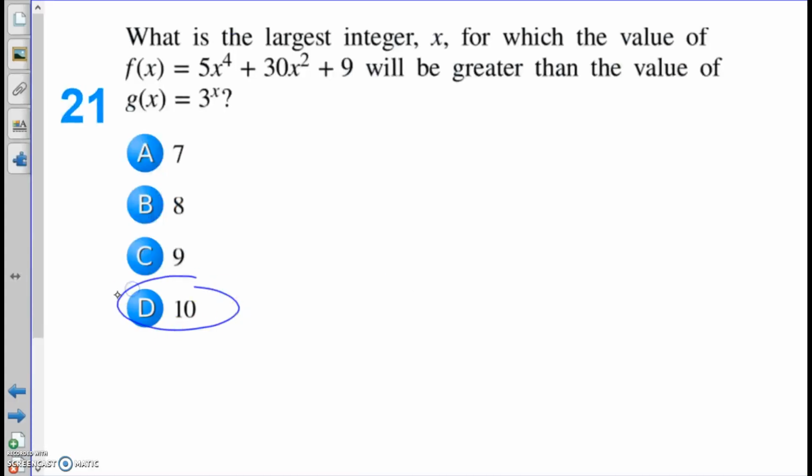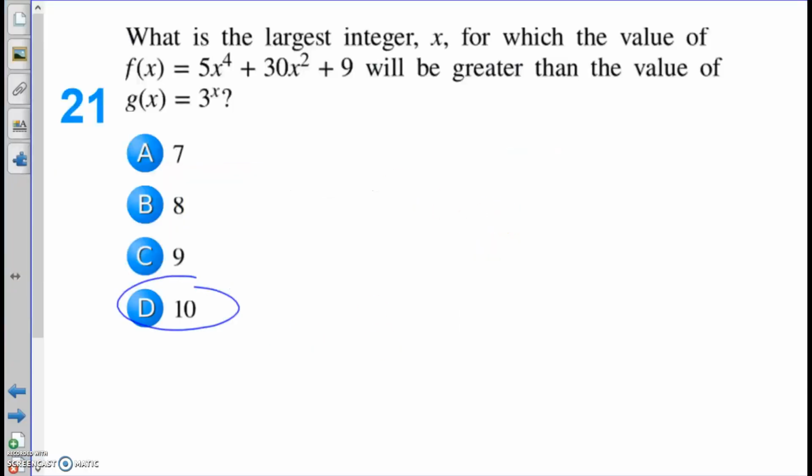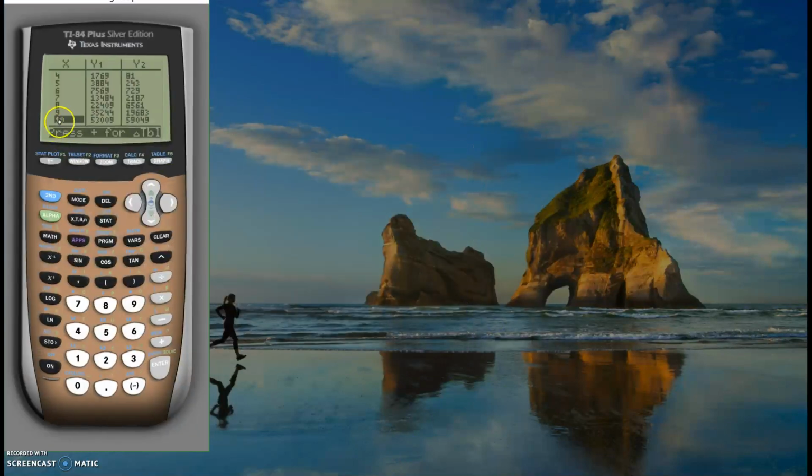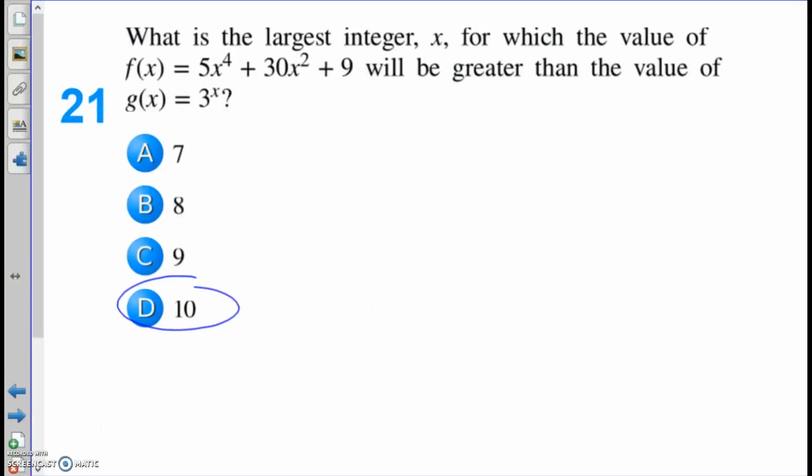Heavy calculator question. I guess if you wanted to do it without a calculator, you could substitute these values in for x and actually get the results. But again, we're talking about things in the 50,000 range, so they're dealing with pretty large numbers. It's a pure calculator question.